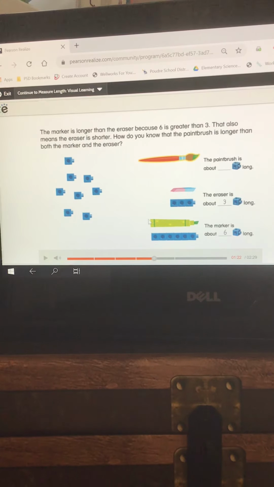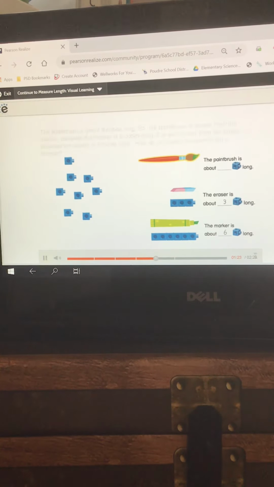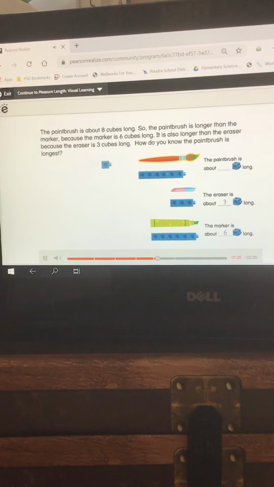I'm going to draw a line from the end of that marker because all of these sides are lined up. So I'm going to draw it on this side, my pretend line. How do we know? The paintbrush is about 8 cubes long. So the paintbrush is longer than the marker because the marker is 6 cubes long. It is also longer than the eraser because the eraser is 3 cubes long.